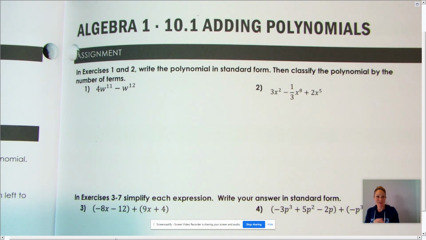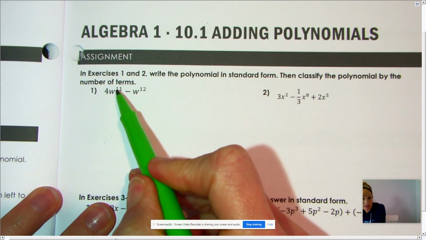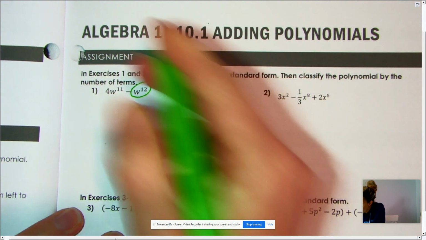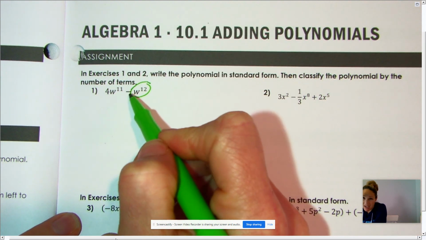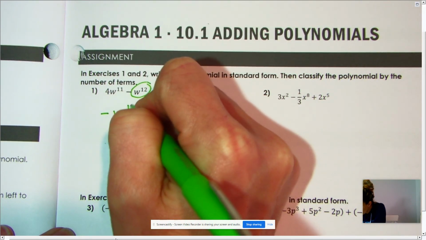Okay, so question number 1 says write the polynomial in standard form and then classify it by the number of terms. So what we're doing is we are looking at the exponent, and I can see that I've got an 11 and a 12. So I'm going to start with the highest one. So I have, and this sign goes with it, you guys. So I have negative w to the 12th.